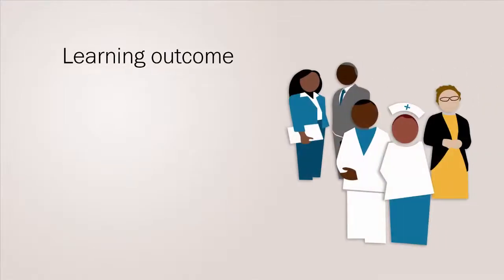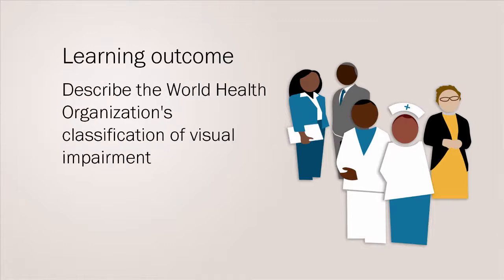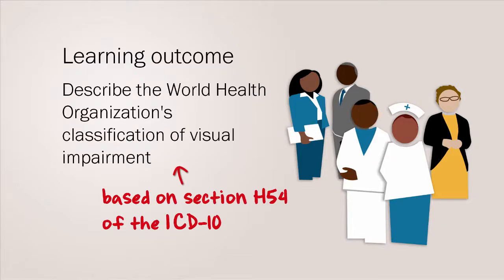By the end of this presentation, you should be able to describe the World Health Organization's classification of visual impairment. This classification is based on section H54 of the ICD-10, the International Classification of Diseases. ICD-10 is the standard diagnostic tool for epidemiology, health management and clinical purposes. It was endorsed by the 43rd World Health Assembly in May 1990, and it came into use in WHO member states in 1994.